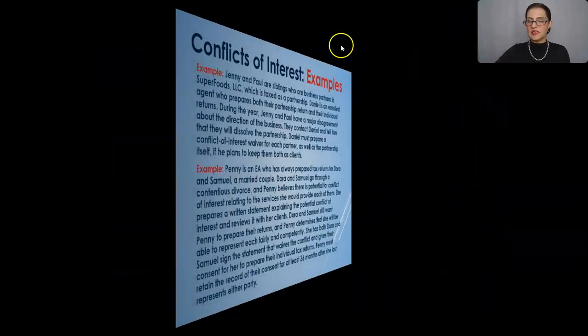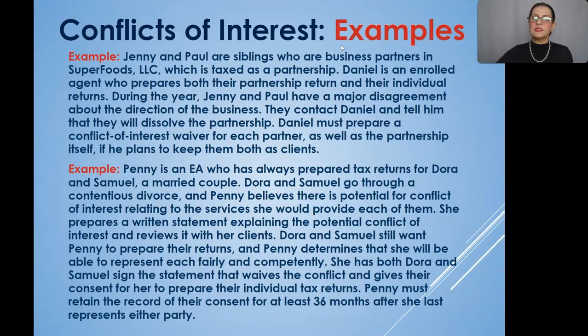Now, let me give you a couple of examples of a conflict of interest. Jenny and Paul are siblings who are business partners in Superfoods LLC, which is taxed as a partnership. Daniel is an enrolled agent who prepares both their partnership return and their individual returns. So these are siblings, not a married couple, but they're going to have a problem. During the year, Jenny and Paul have a major disagreement about the direction of their business. So remember, it's a partnership. They're siblings, and they have a falling out.